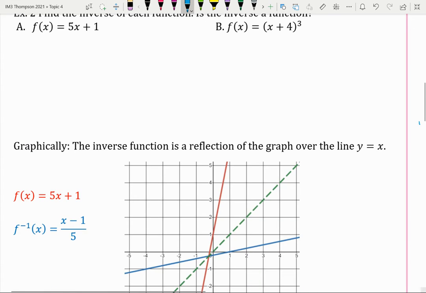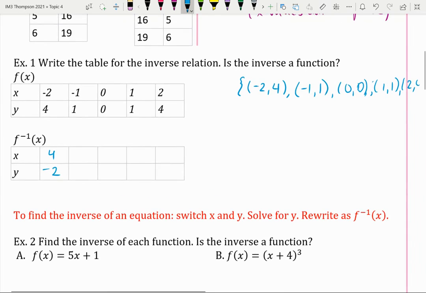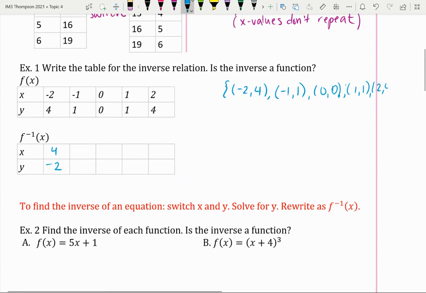Oh, running out of room. All right, I can have this as a list of points. And then I could just as easily write the inverse in this manner. Same meaning, just a different way to see it. So for my original function, my point is negative 1, 1. And the x and the y swap. And I get 1, negative 1.